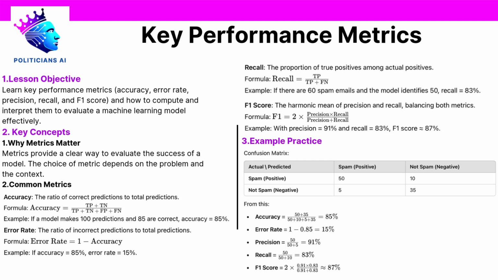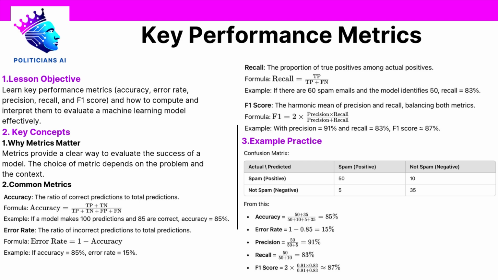As we walk through these calculations, notice how each metric tells us something slightly different about the model's performance. Accuracy and error rate give us an overall view, but precision, recall, and the F1 score provide deeper insights, especially when we need to understand the trade-offs between false positives and false negatives.